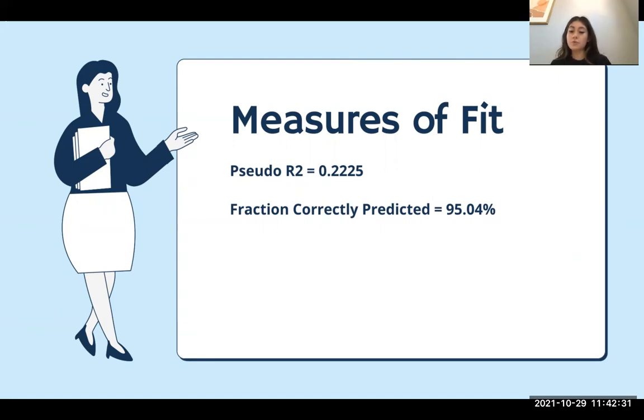So overall, when comparing the 2 models of Logit and Probit, I concluded that the Probit model is in fact a better fit. Thank you.